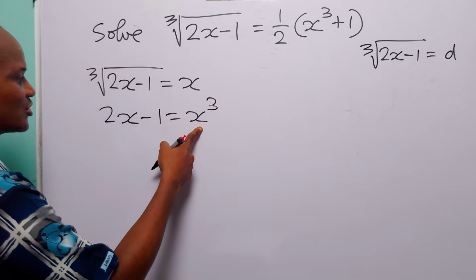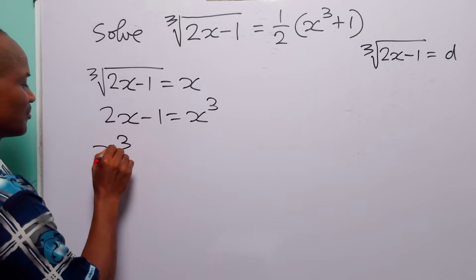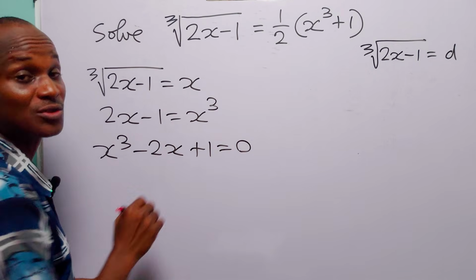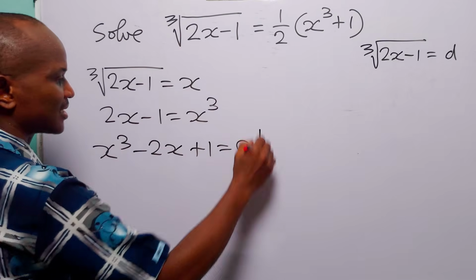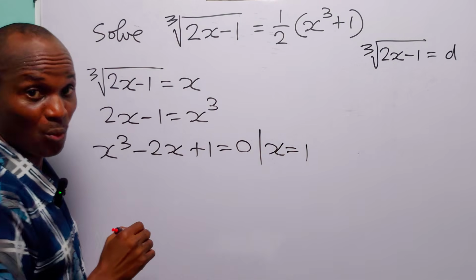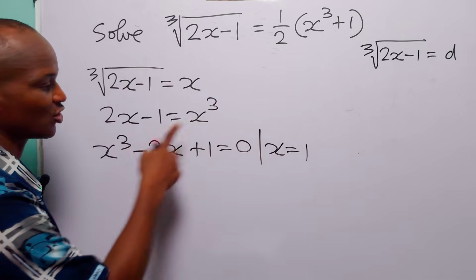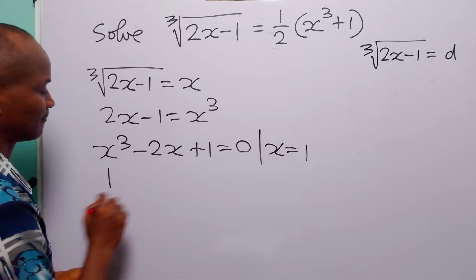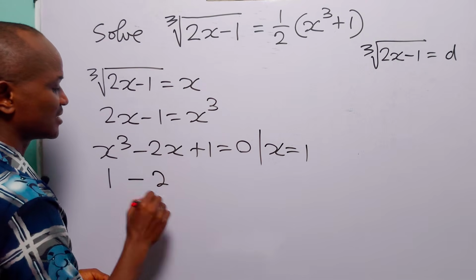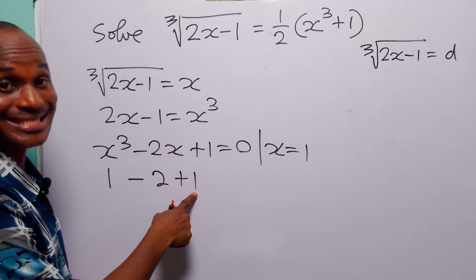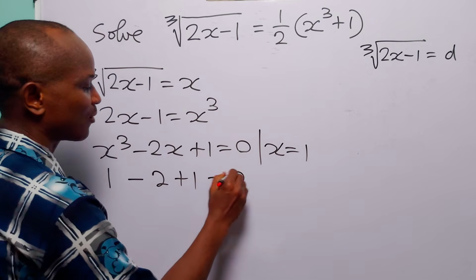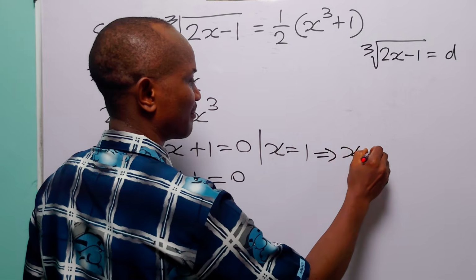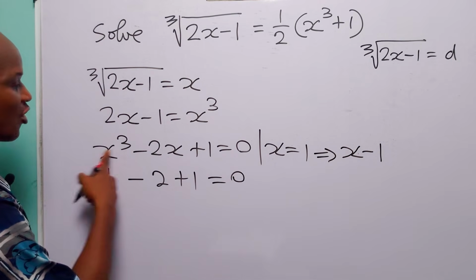Now, rearranging this equation, we have x^3 minus 2x plus 1 is equal to 0. Now, notice that when x is equal to 1, the left-hand side of this equation is equal to the right-hand side because we have 1 cubed, which is 1, minus 2 times 1, which is 2, plus 1. 1 plus 1 is equal to 2, and 2 minus 2 is equal to 0. This simply means that x minus 1 is a factor of this cubic.